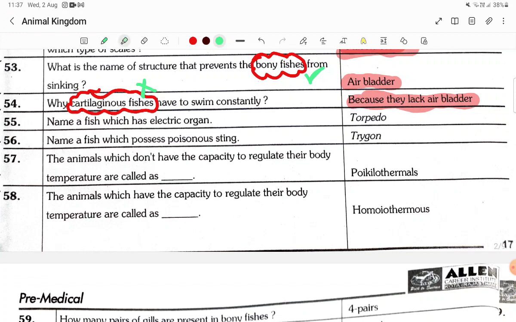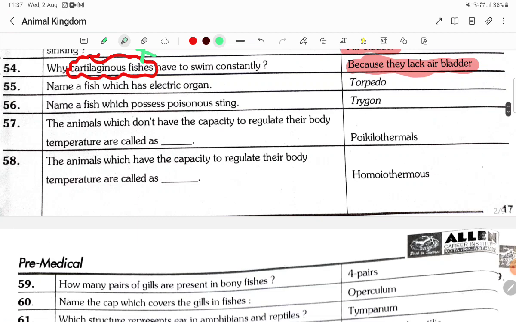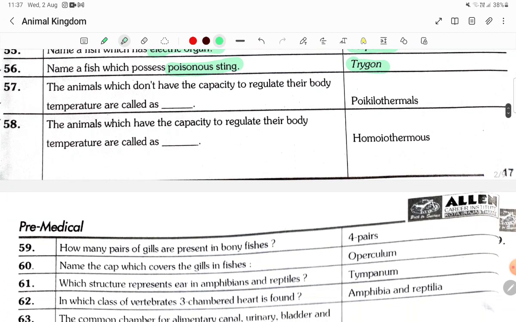Coming to the next question, 55: name a fish which has an electric organ. The electric organ is present in Torpedo, which is known as the electric ray. Next question: name a fish that possesses a poisonous sting. Trygon, known as stingray. Question number 57: animals which do not have the capacity to regulate their body temperature are known as poikilothermal organisms. Poikilothermal organisms do not maintain their body temperature. Their body temperature changes according to the external environment.